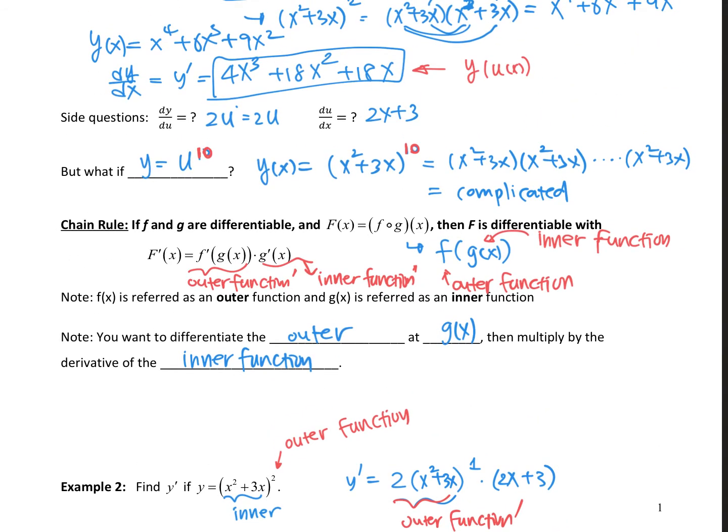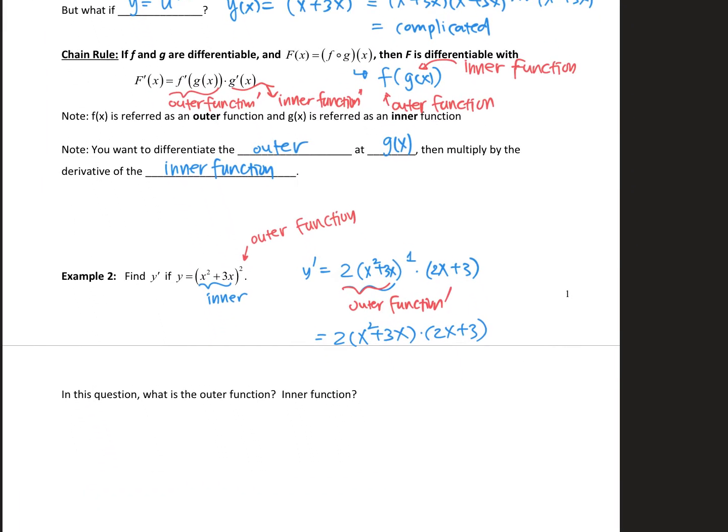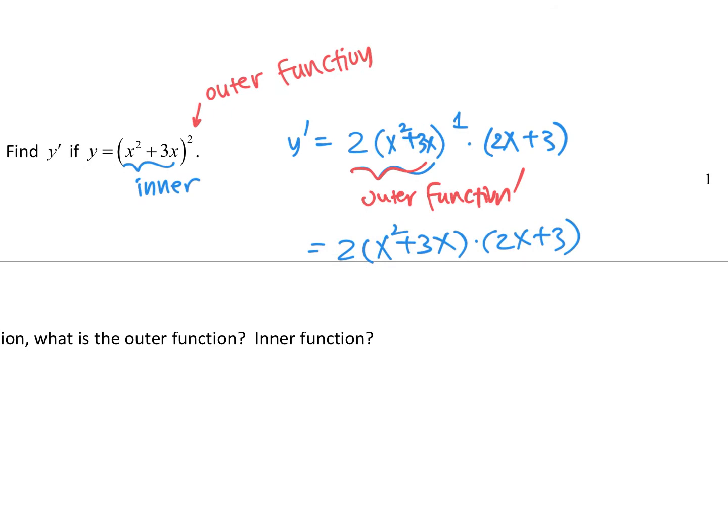Previous answer is this one, 4x cubed. So how come I get a different answer? I want to make sure that we actually have the same answer, because we solved the same problem. So let me work out example 2. The answer is here, but let me work it out a little bit more.